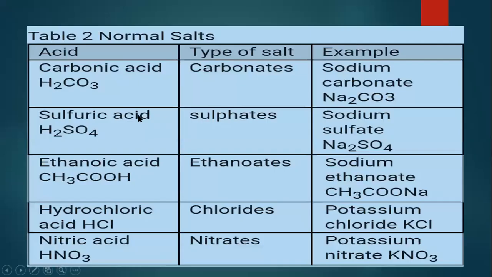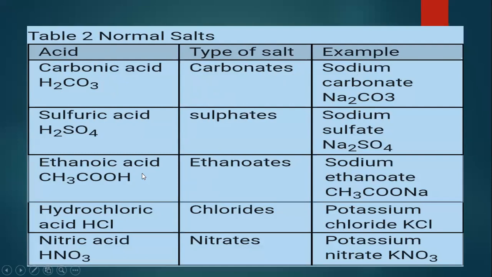Examples of normal salts: carbonic acid gives you a salt type called carbonates, and an example is sodium carbonate. Here, in this sodium carbonate, there is no hydrogen or hydroxide ion. These two hydrogens are replaced completely by sodium ions, so it is a normal salt. In the same way, sodium sulfate.